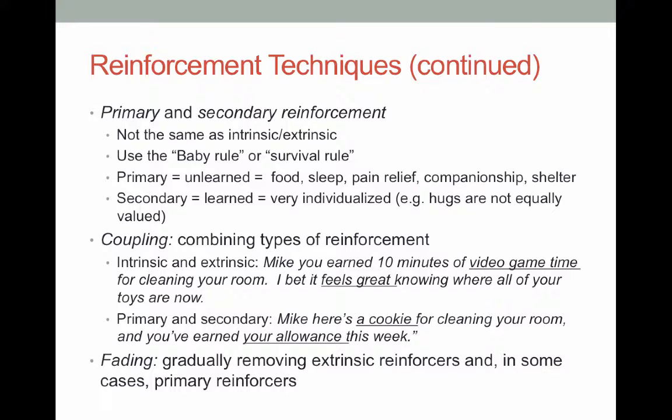Another way of putting it is the survival rule, the things we need if we're going to survive. Most of those things can easily be seen to fit into the primary category. Secondary reinforcers are those that we had to learn to value. And because of that, they're very individualized. For example, you might not like being hugged, or another person might love being hugged. So even though they're both a response to a behavior, one person might find a hug to be something that's kind of a punishment. Another person might say, I love hugs, I'll do just about anything to get one.